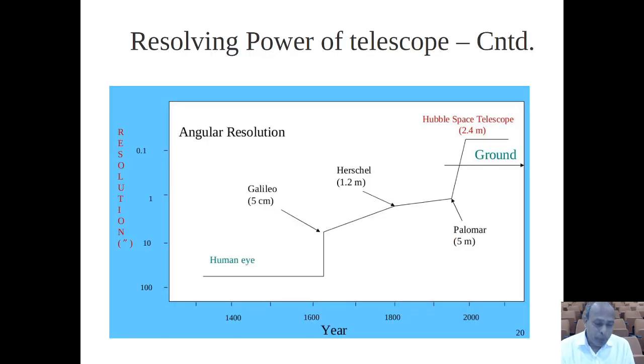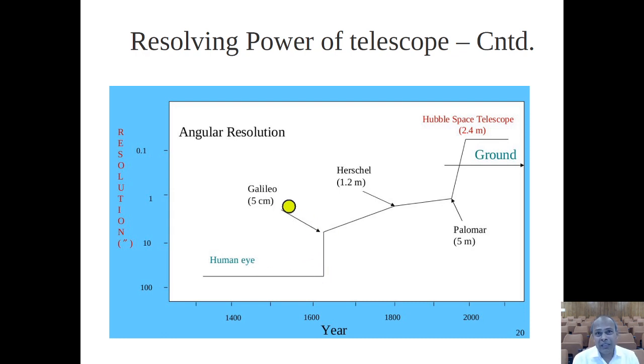Again, the resolving power of telescopes, how we have improved it through the years. On the x-axis it is the year, 1480, 1600, 1800 and 2080. On the y-axis it is the resolution in arc seconds, the angular resolution achieved by our telescopes. Initially, around 1609 AD, when Galileo discovered with a 5 centimeter telescope and saw the celestial sources, our resolving power was limited by the human eye, and you can see it is somewhere here. We cannot resolve even the surface of Jupiter or the rings of Uranus with our bare eye. Even the craters of the moon we cannot resolve with our bare eye.